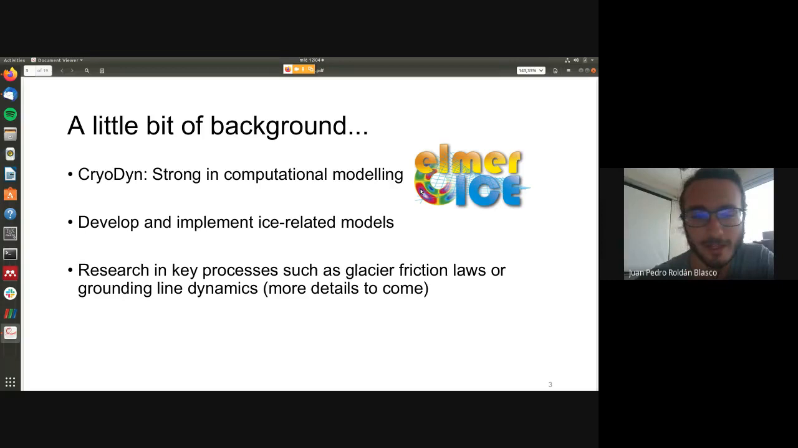Some of the key processes that we work on, and I will give some details later, are glacier friction laws, which is the topic of my PhD, a kind of boundary layer theory applied to glaciers that has some special nuances. And also grounding line dynamics, which is one of the main issues that the glaciology community has right now when determining how much the sea level will rise due to climate change. I will give more details later in the presentation, because that's one of the main sources of uncertainty when we try to know: okay, climate change is happening, sea level is rising, but by how much?